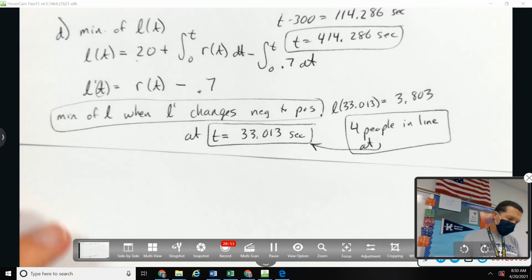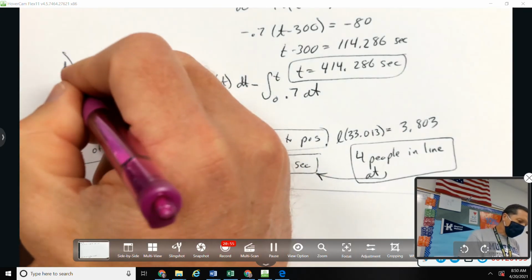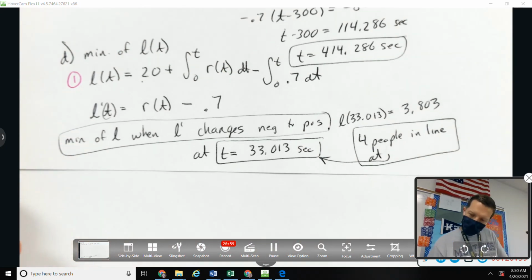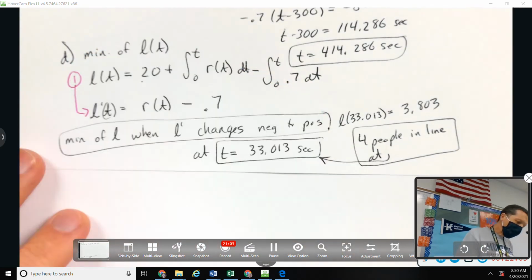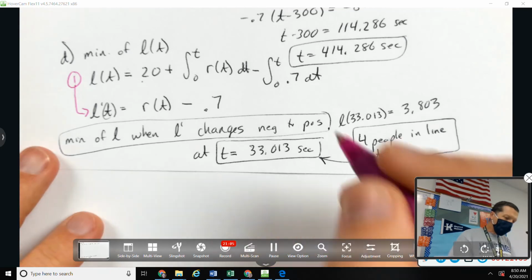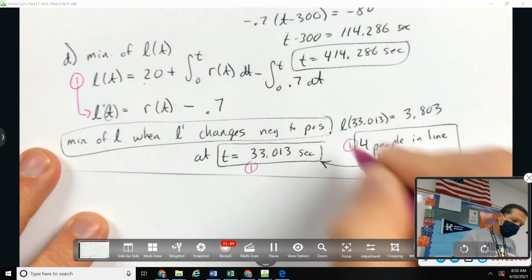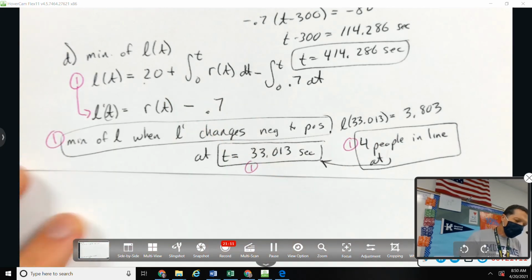Grading wise, it's like 1 point for L of t equals all that. No, that point was for getting the derivative. 1 point for the time, 1 point for the 4, and 1 point for the answer.